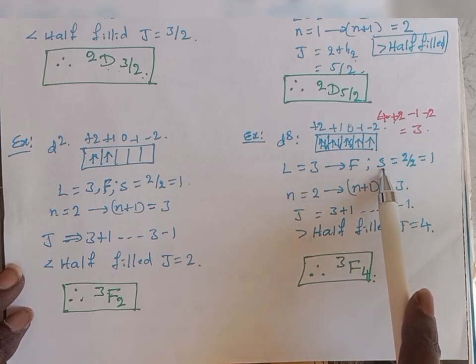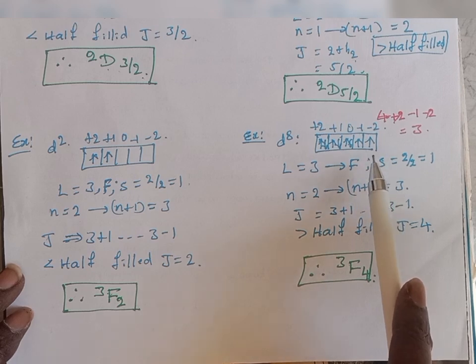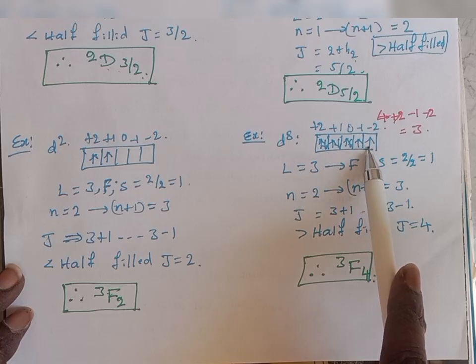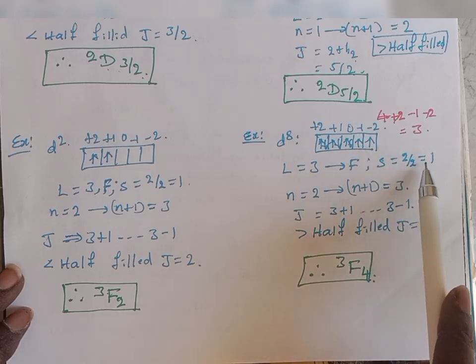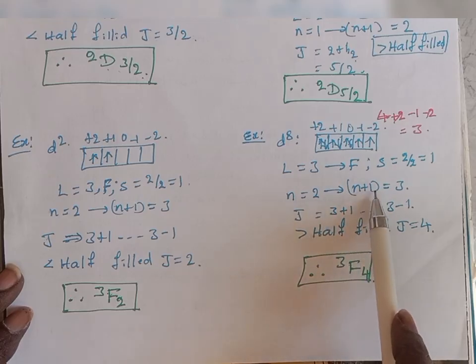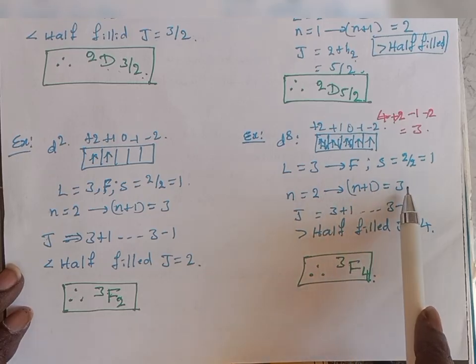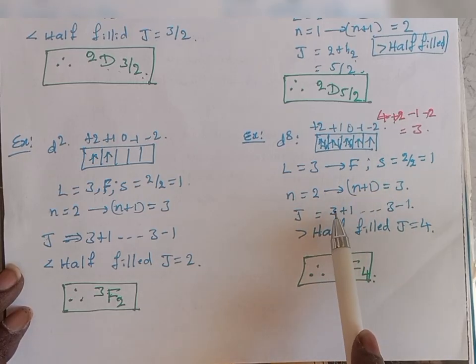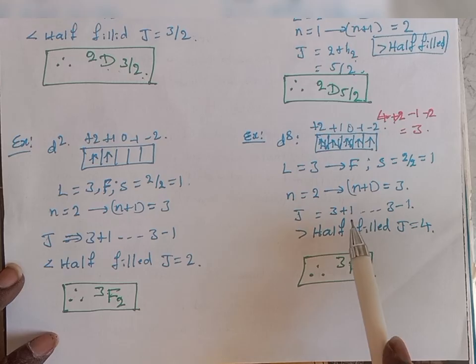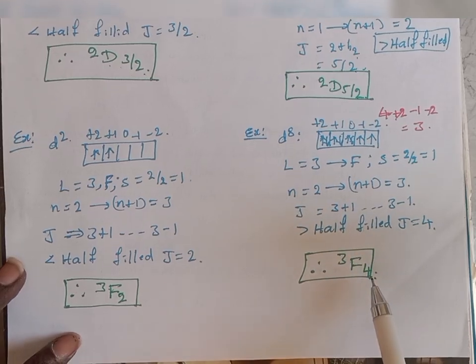And we have to know the S value. S is n by 2, right? So unpaired electrons by 2. So unpaired electrons are 2 here. So 2 by 2 is 1. And we have to know the n plus 1. n is 2, n plus 1 is 3. So J values are L plus S to L minus S. It is greater than half filled configuration. D8 is a greater than half filled configuration. So the maximum J value will be considered as the ground state term symbol.